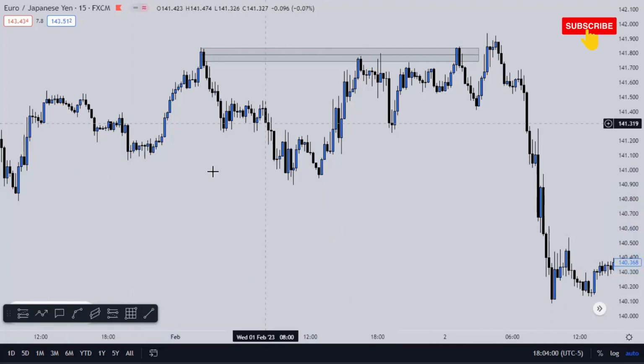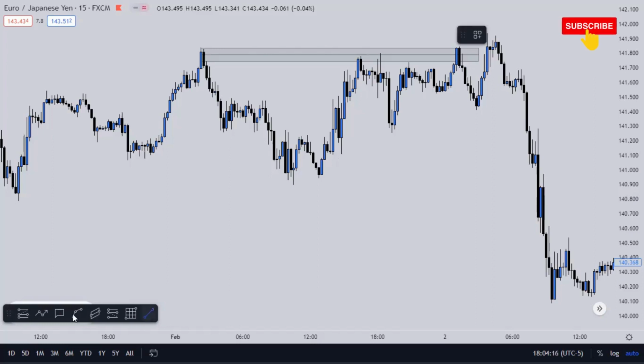Right here, we have resistance. Why is this resistance? If you ask me why is this resistance, I won't say, oh, it's because the price has rejected that area. Price rejects nearly everywhere in the market because, I mean, you cannot really tell. But I have several reasons why this is resistance.